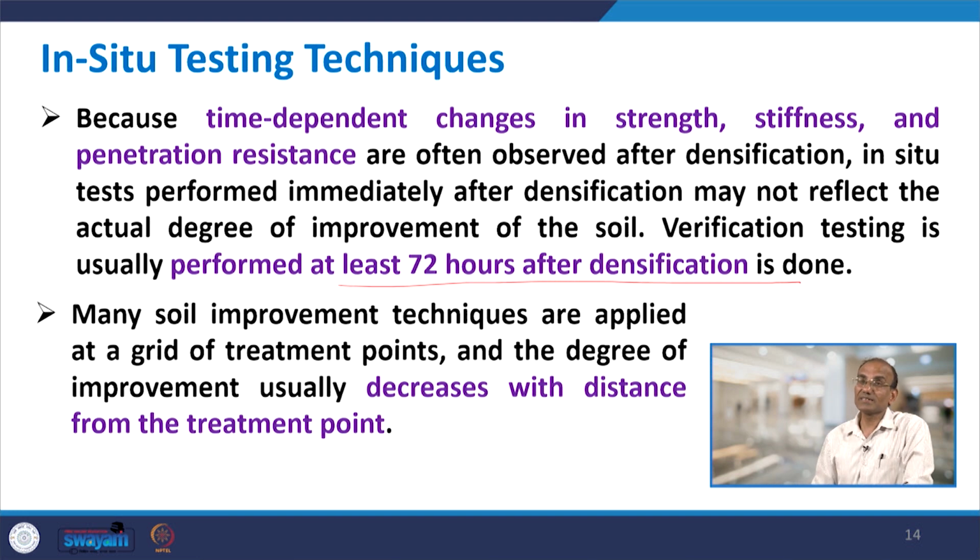So, as a result, first of all the minimum time recommended is 72 hours, that is 3 days. Another thing is that the densification should be considered with respect to time, how long it has passed since the improvement has been done. Many soil improvement techniques are applied at a grid of treatment points, and the degree of improvement usually decreases with the distance from the treatment point. This is particular to densification.